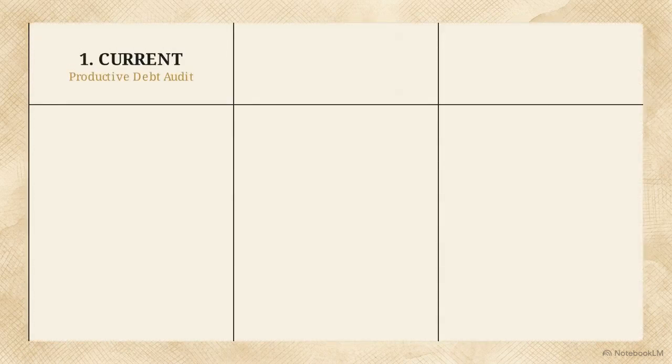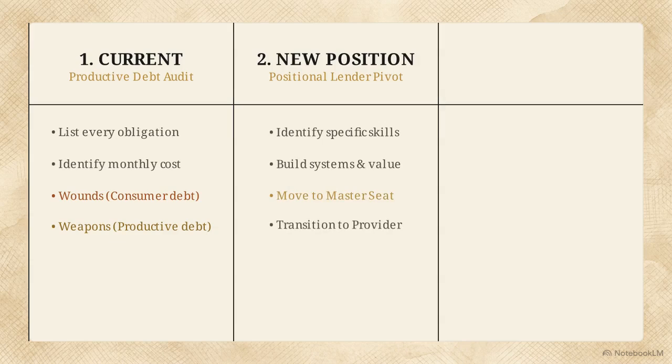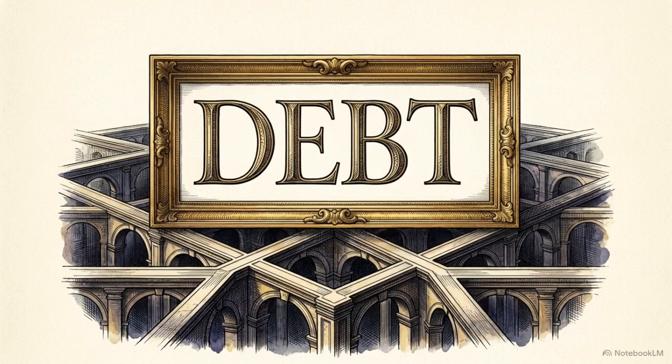First, we will audit your existing obligations for productive output. Second, we map your transition to the lender seat. Finally, we establish precise exit criteria for your future agreements. Mapping these obligations within specific legal and financial boundaries turns standard debt into an instrument of leverage. Let's begin with the audit.